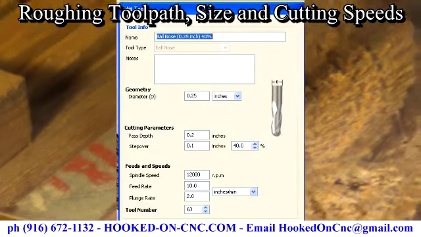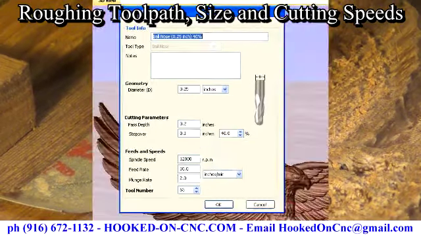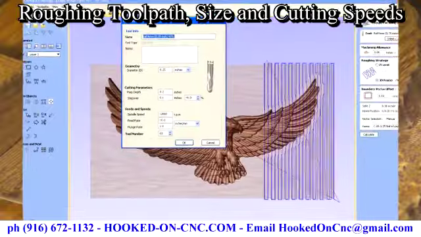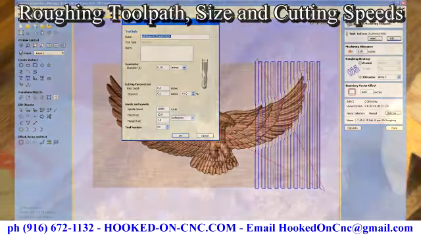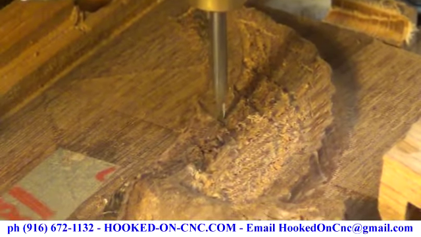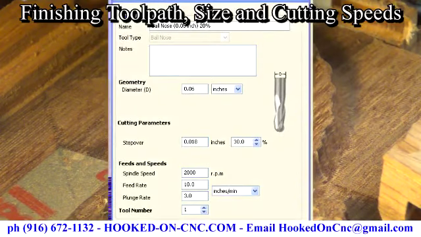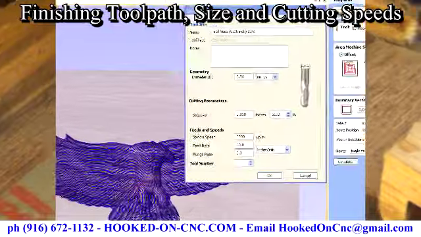Bits used in this project were a 1/4 inch ball bit for roughing out most of the wood, and a 1/16th ball bit for finish cutting. The smaller the bit, the greater the detail displayed in the finished 3D wood carving.